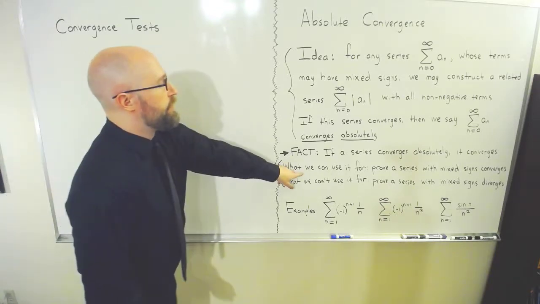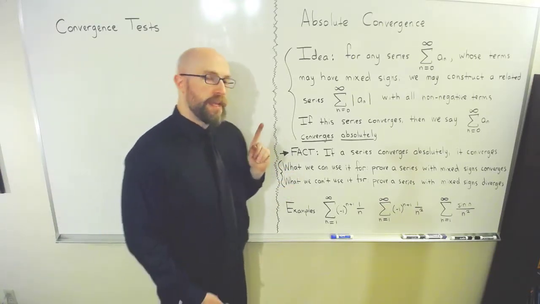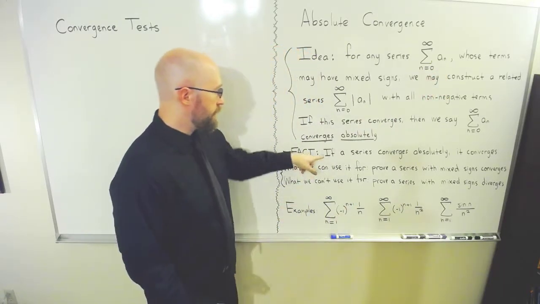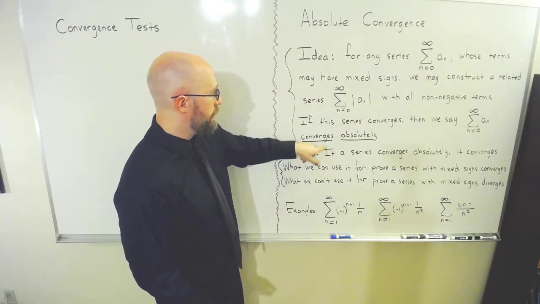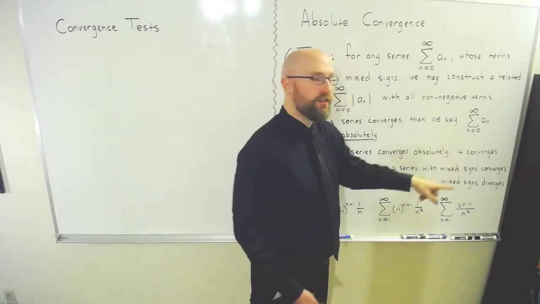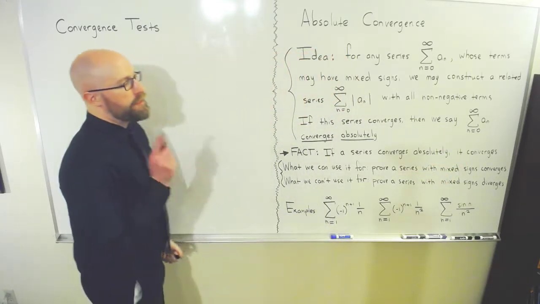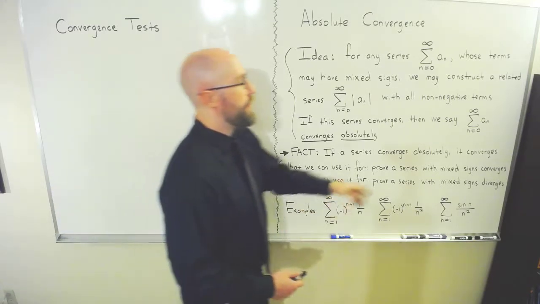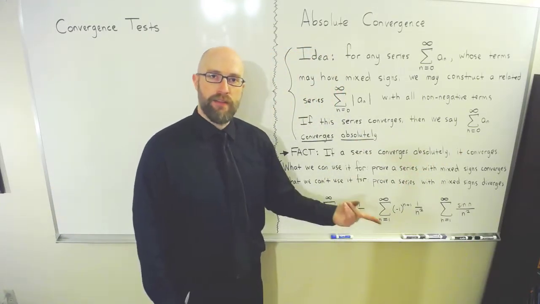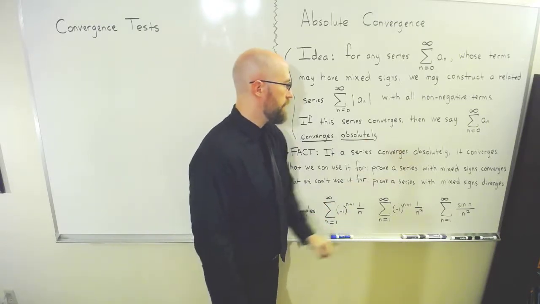Now, what can we use it for? Well, we can use it to show that the original series converges, because the statement says if the new one converges, then the original one converges. We cannot use it to show that the original one diverges, because this doesn't say anything about divergence. It just says something about convergence.